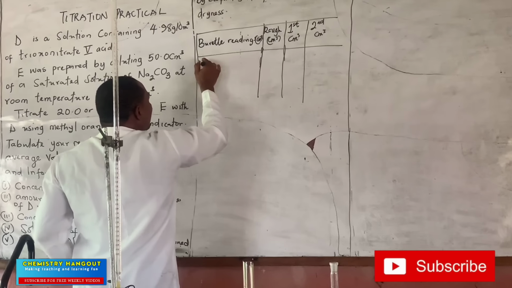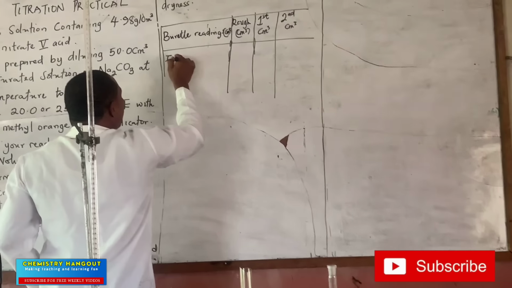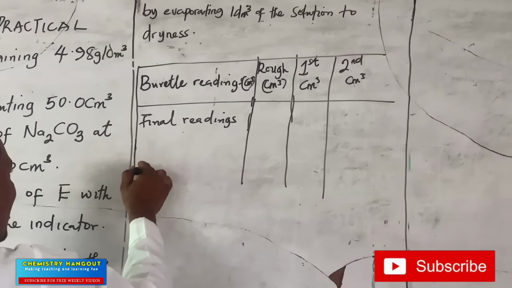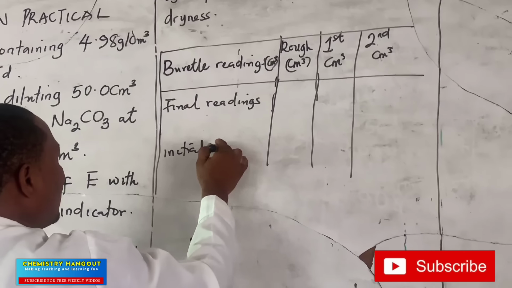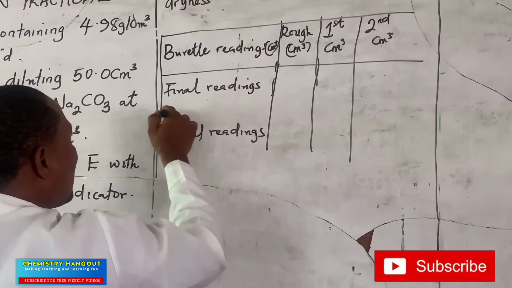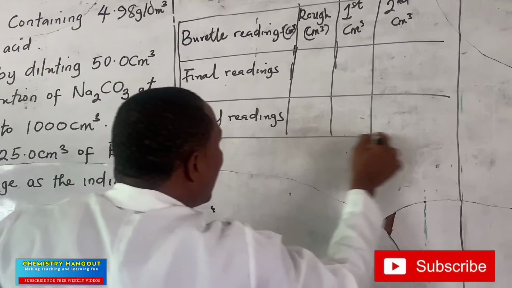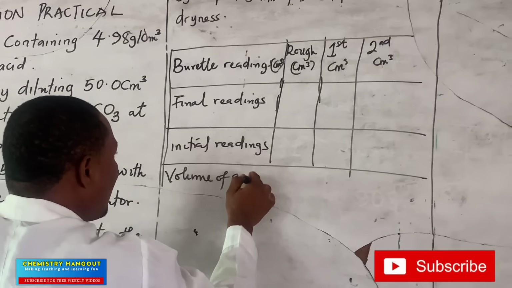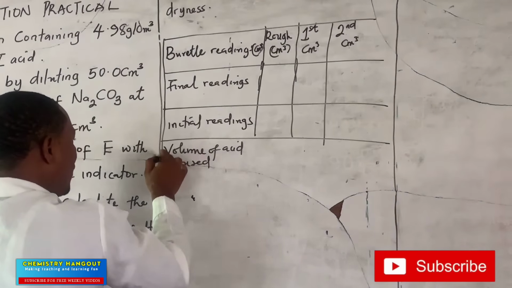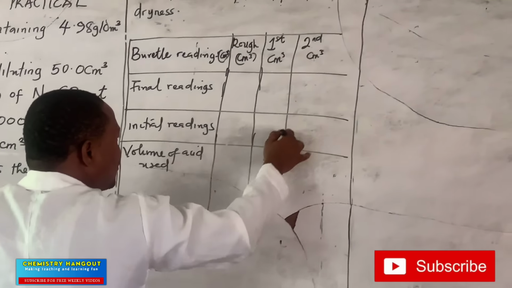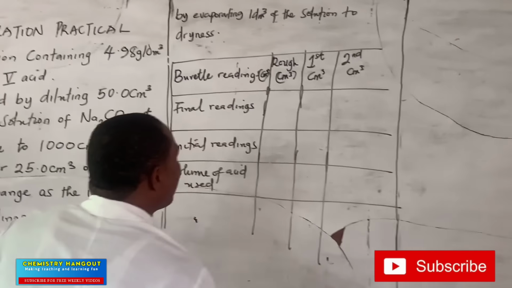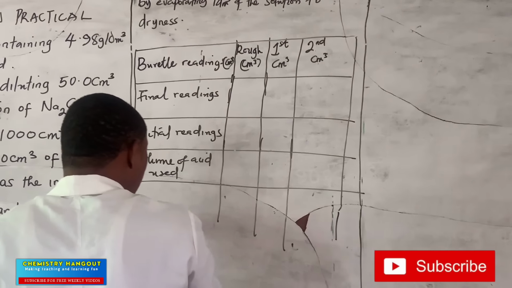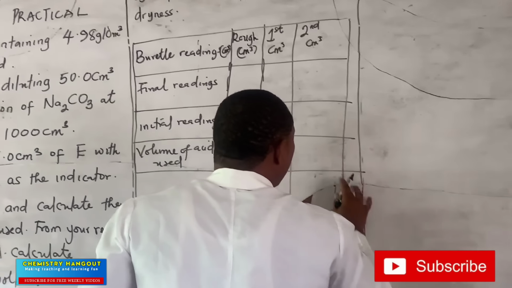So my first is my, then I can have my final readings. Okay. My initial readings. Okay, so I have like this, then I have volume of acid used. Okay, so let's come. So I already gotten my average. I want to believe that is clear, so tabulate. Please tabulate your readings. Very, very important.